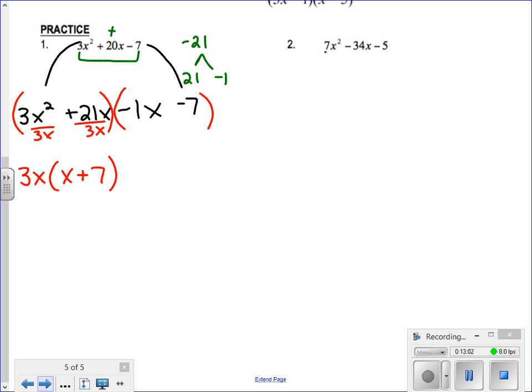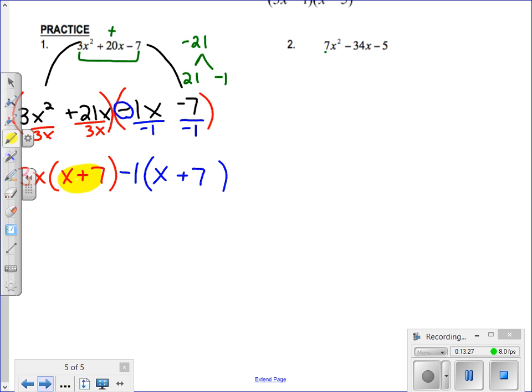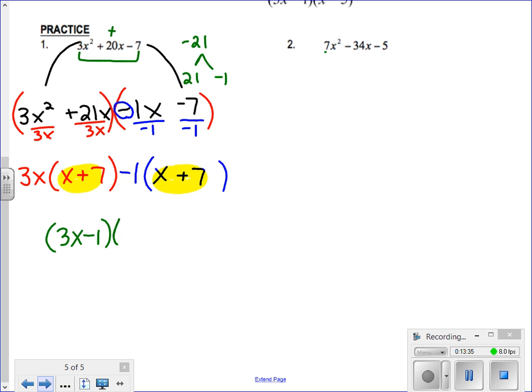Now in the next set of parentheses, my term starts off being negative, so my GCF is going to be negative. The only thing that these two terms have in common is negative 1, so that's my GCF. When I divide negative 1 by negative 1, I'm left with positive 1x. Negative 7 divided by negative 1 leaves me positive 7. The good thing here is that I'm left with x plus 7 and x plus 7. So your final factored form is 3x minus 1 times x plus 7.